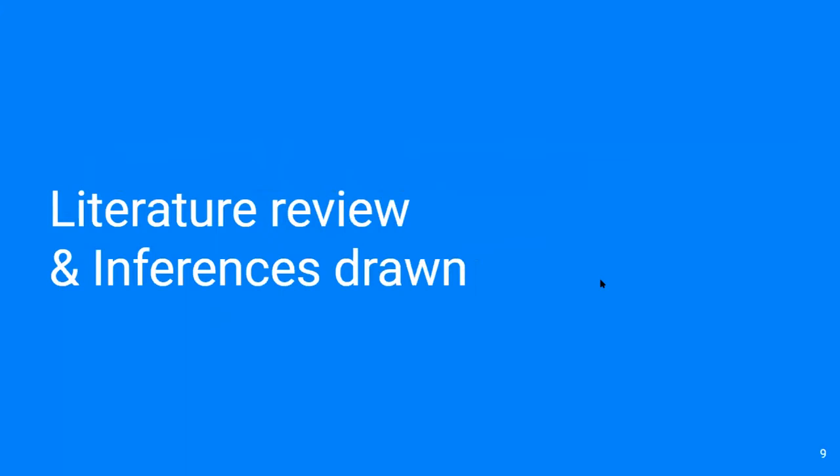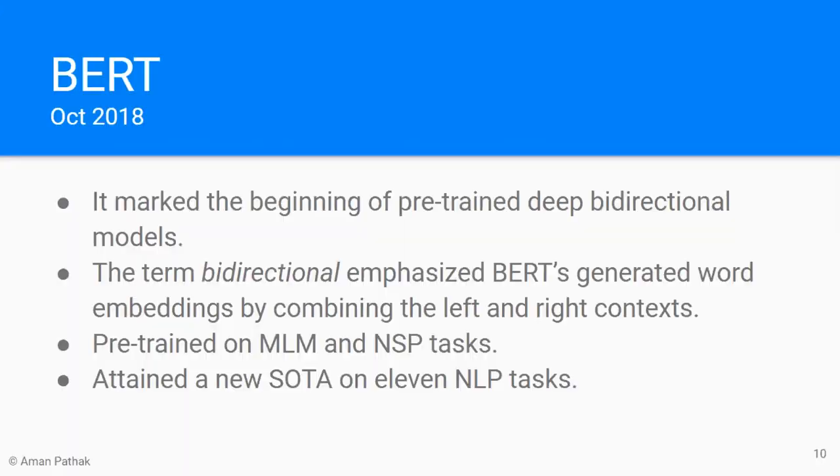I'll move on to the literature review and the inferences drawn about the models. The first model we're going to talk about is BERT, which was released by Google in October 2018. It marked the very beginning of the pre-trained deep bidirectional model. This is one of the concepts in the natural language field that has been one of the most influential, because it provided us with pre-trained deep bidirectional models.